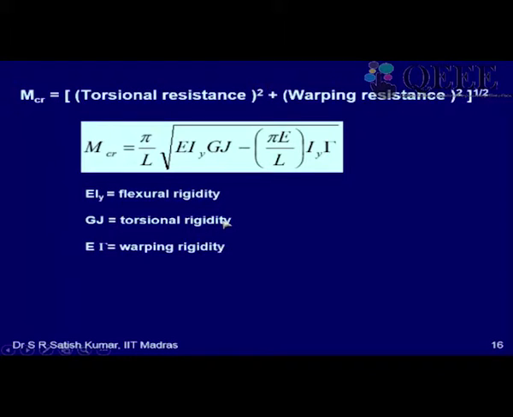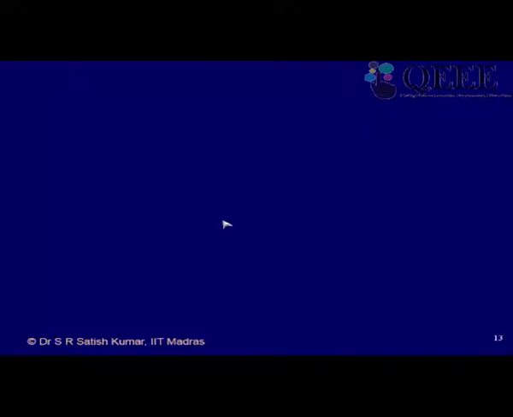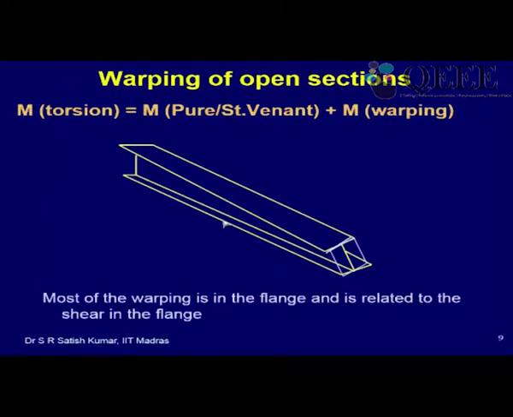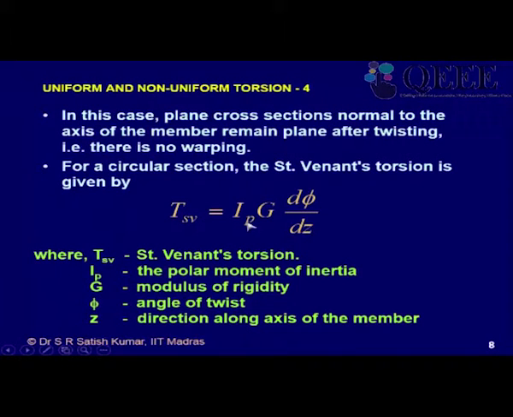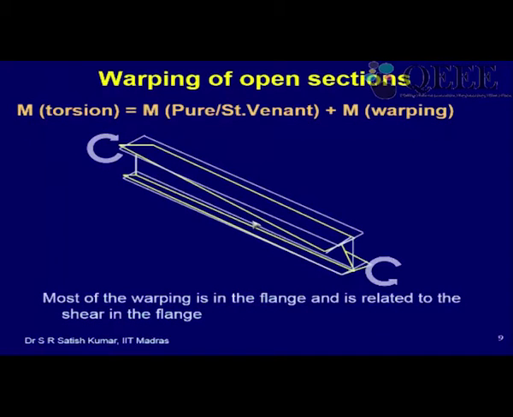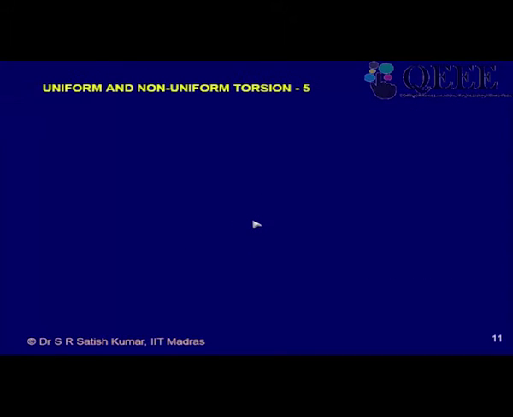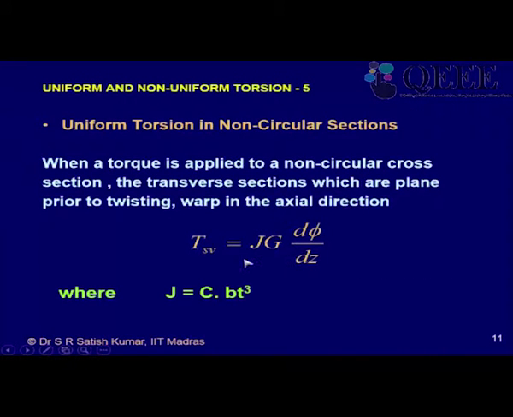Let's compare this equation with the circular section, where the torque is G into IP into d phi by dz, where IP was the polar moment of inertia. But that IP gets replaced for an open section, as you can see in this slide, by J. So J is called the torsional constant.